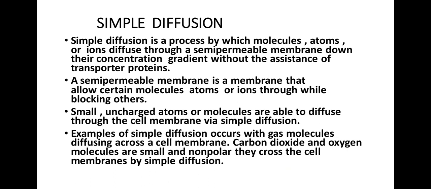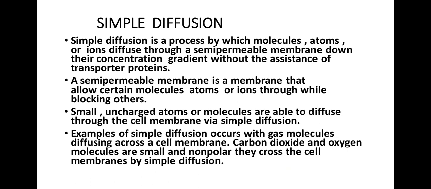First one is simple diffusion. Simple diffusion is a process by which molecules, atoms or ions diffuse through a semi-permeable membrane down their concentration gradient without the assistance of transporter proteins. A semi-permeable membrane is a membrane that allows certain molecules, atoms, or ions to pass while blocking others.